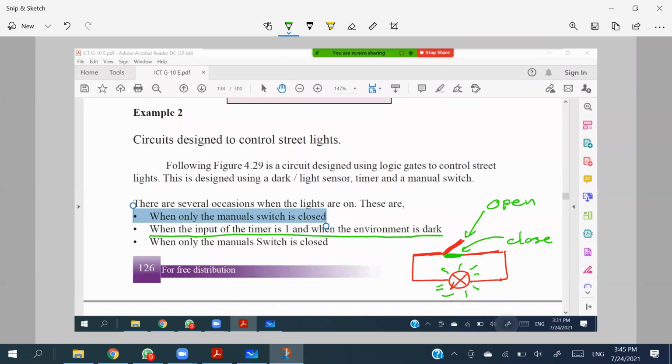so because of that the light will be on when the switch is closed. Is that clear, Ravindu?